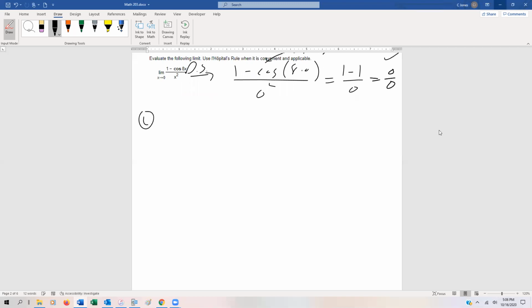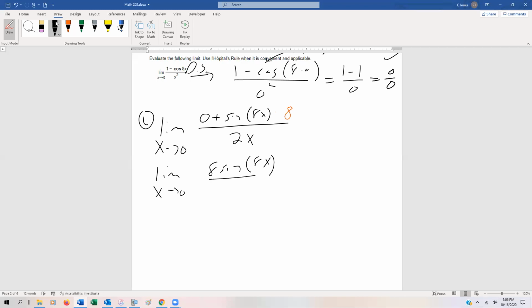Now we're going to be careful because we have to use the chain rule, and we have to be cognizant of the fact that the 1 becomes 0 when we take its derivative. So we have the limit as x approaches 0, derivative of 1 is 0, derivative of negative cosine is going to be positive sine. So we have 0 plus sine 8x, but then we have to multiply that by 8 because of the chain rule. Then we're going to divide by the derivative of x squared, which is 2x. Or another way to write this is the limit as x approaches 0 of 8 sine 8x divided by 2x.